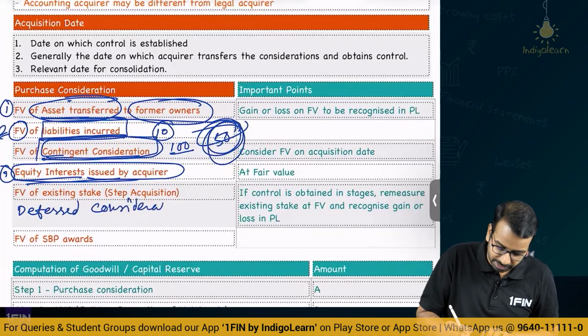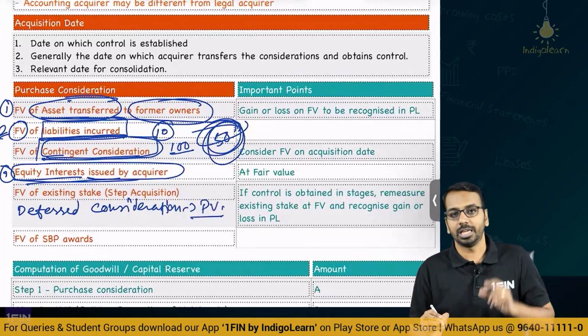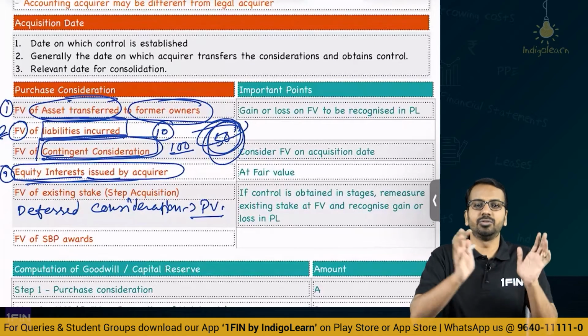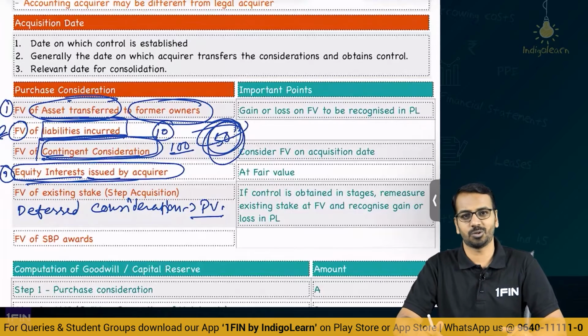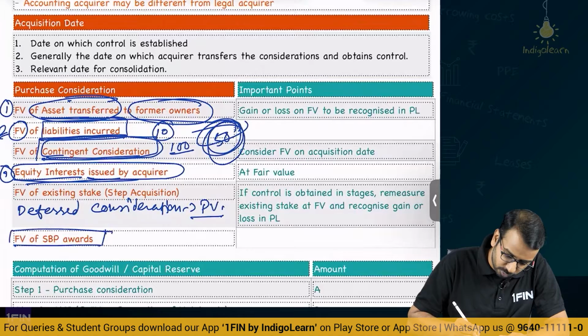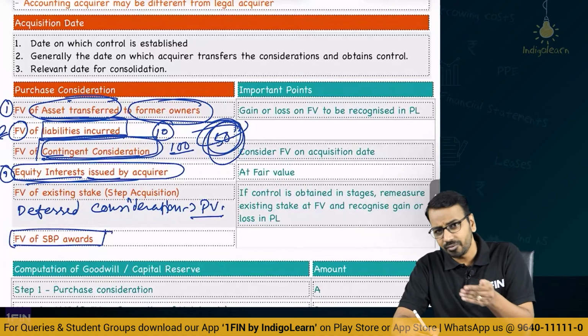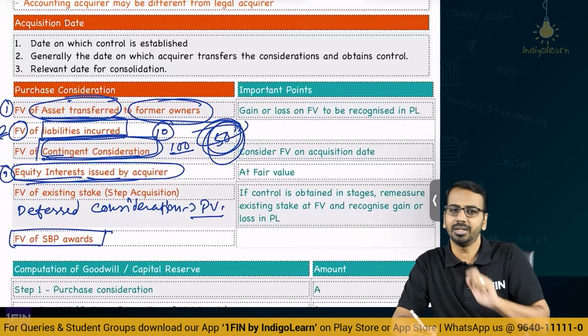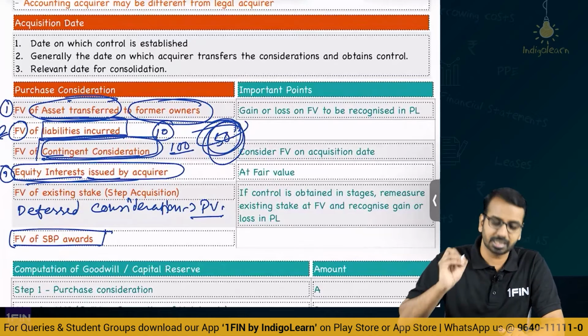So, we know whenever there is a deferred consideration, we have to consider the present value. If I am paying something after 2 years, 3 years, I will consider the present value and use it for the calculation of purchase consideration. Clear? Very good. Then, special point, fair value of share based payment awards. We will understand how to calculate all of that in the subsequent questions and also as a theory, right? So, this is the purchase consideration.